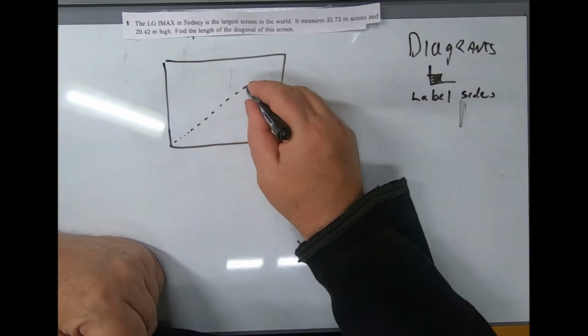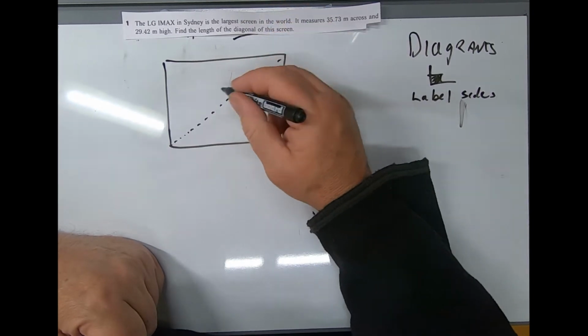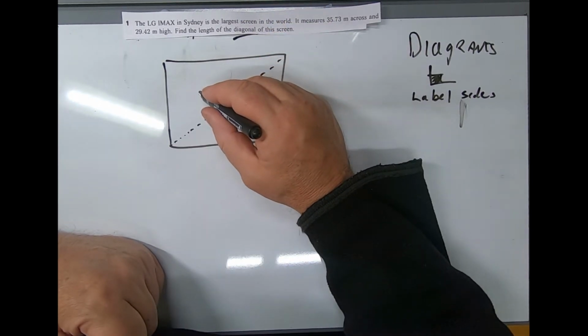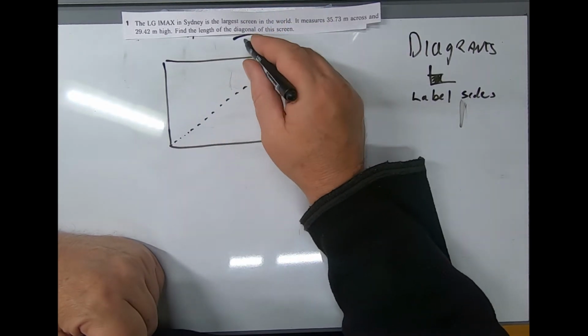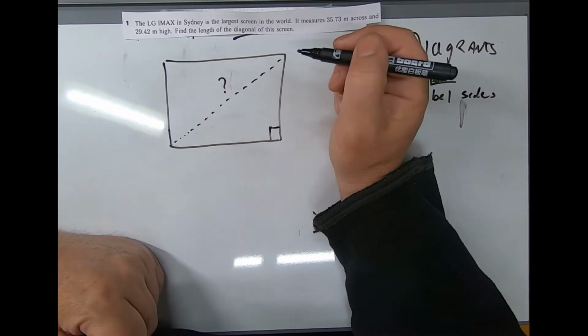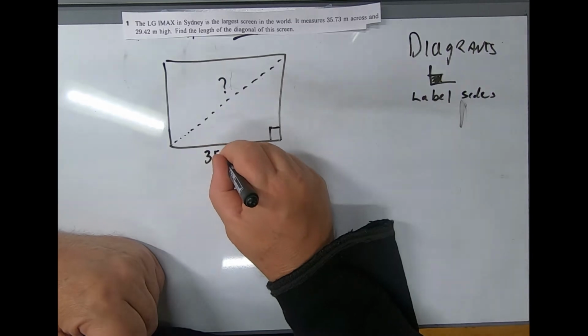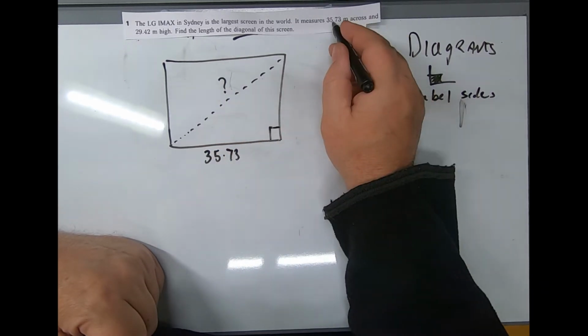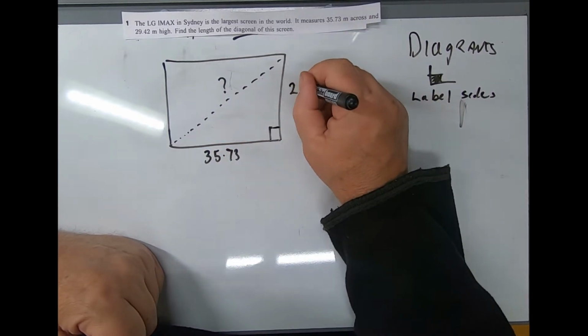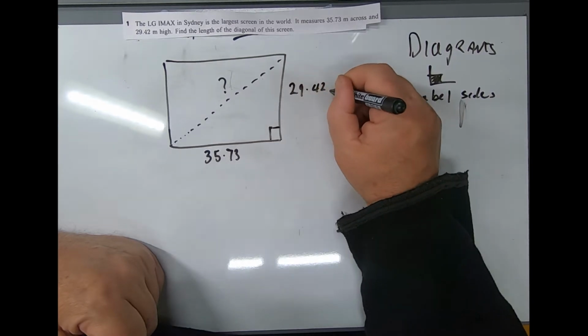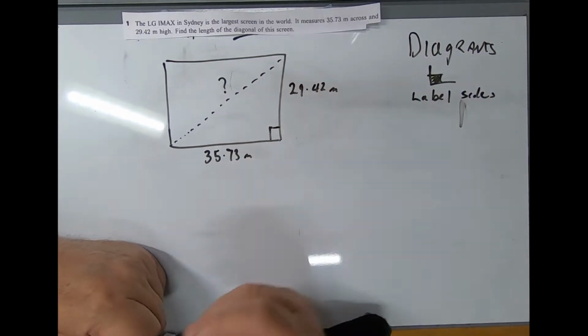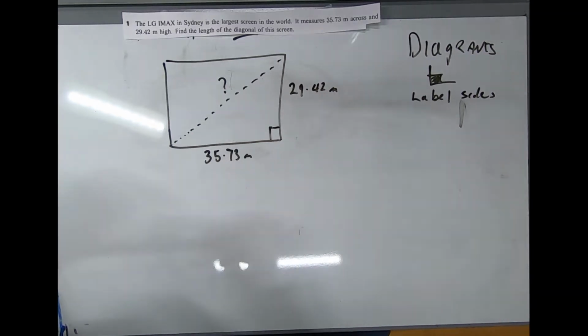So the diagonal, this word is, oh, they want me to find the diagonal. That's the diagonal. So it's 35.73 meters across, a very odd number, and 29.42. They couldn't make it like 30. Easy for us mathematicians, right.